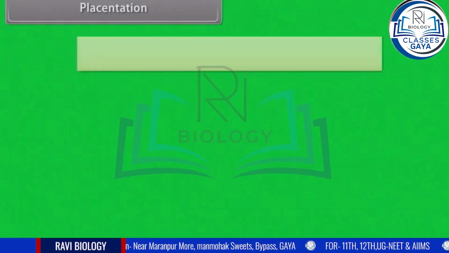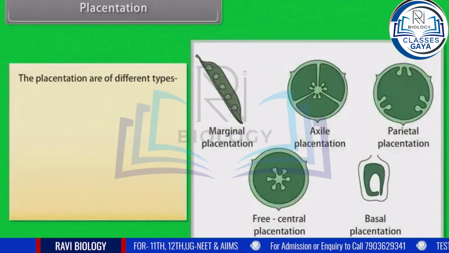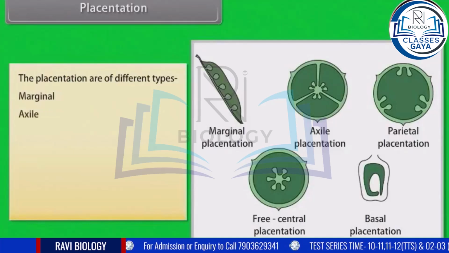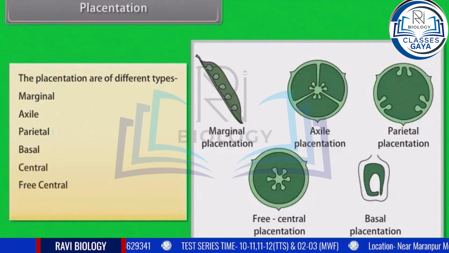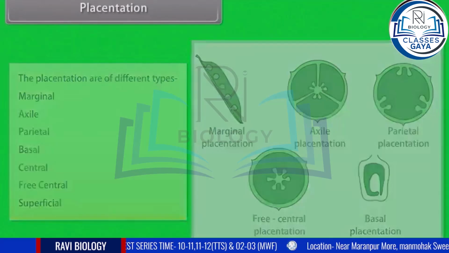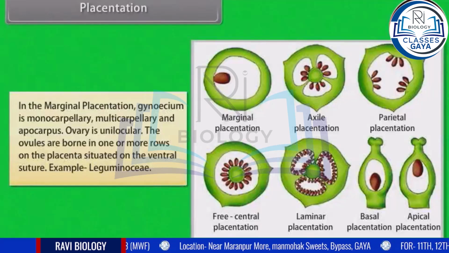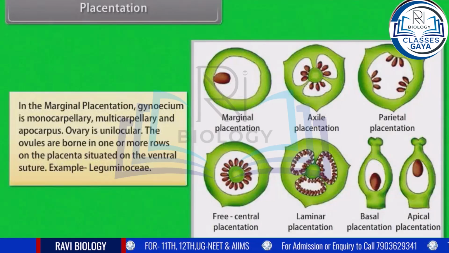Placentation. The arrangement of ovules within the ovary is known as placentation. The placentation is of different types: marginal, axile, parietal, basal, central, free central, superficial. In the marginal placentation, gynoecium is monocarpellary, multicarpellary, and apocarpous. Ovary is unilocular. The ovules are borne in 1 or more rows on the placenta situated on the ventral sutures.